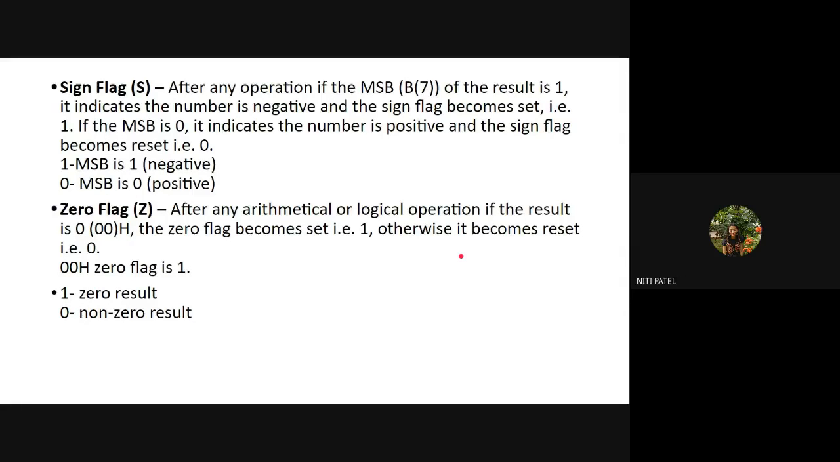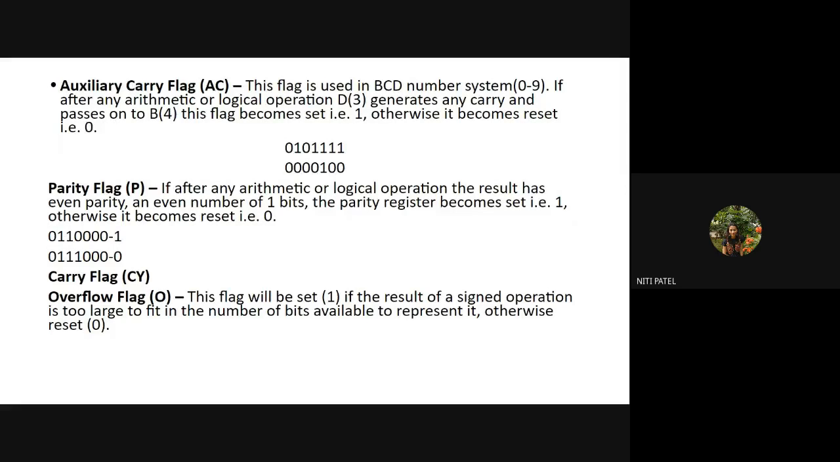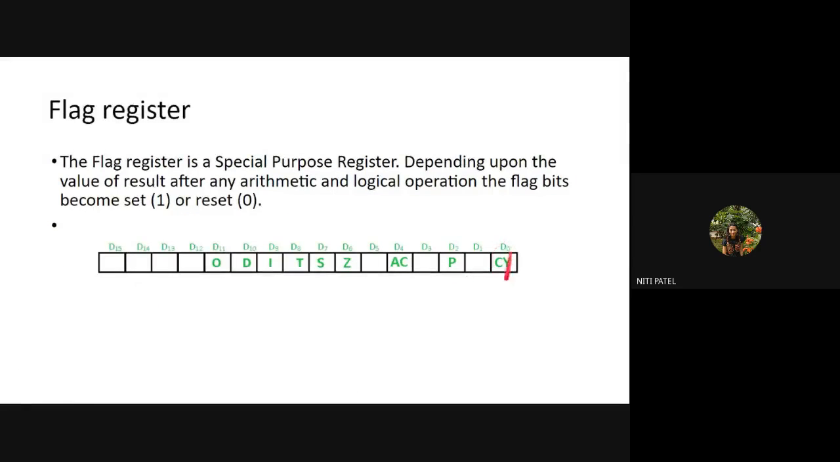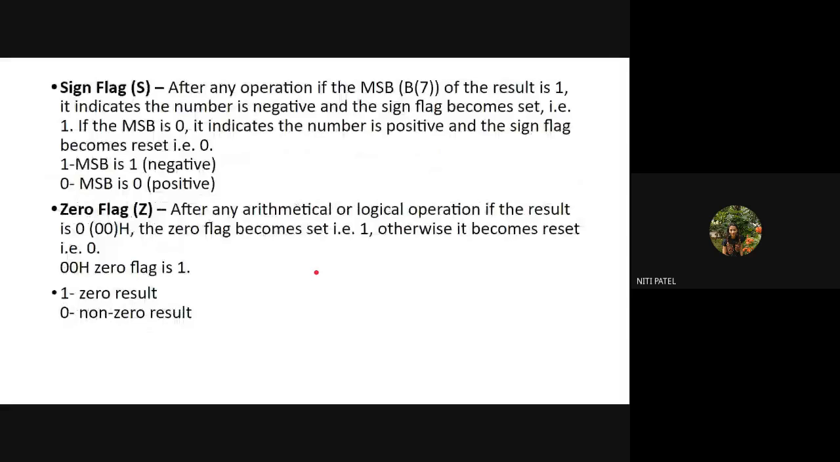Okay. Then last was your carry flag. So if a carry is generated in the entire result, that is from the 15th bit to the 16th bit, I will set this D0 to 1. And if a carry is not generated, I will set this bit as 0. Is this understood? So we have seen carry, parity, auxiliary carry, sign and zero. We are remaining with ODIT. Now let us see that.